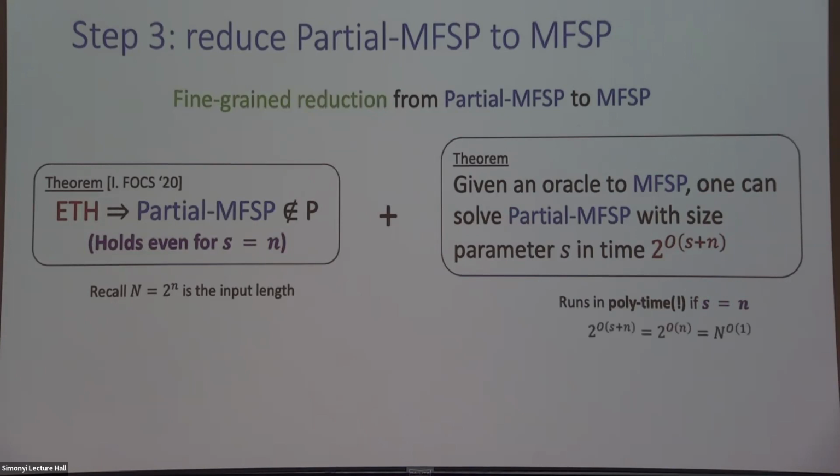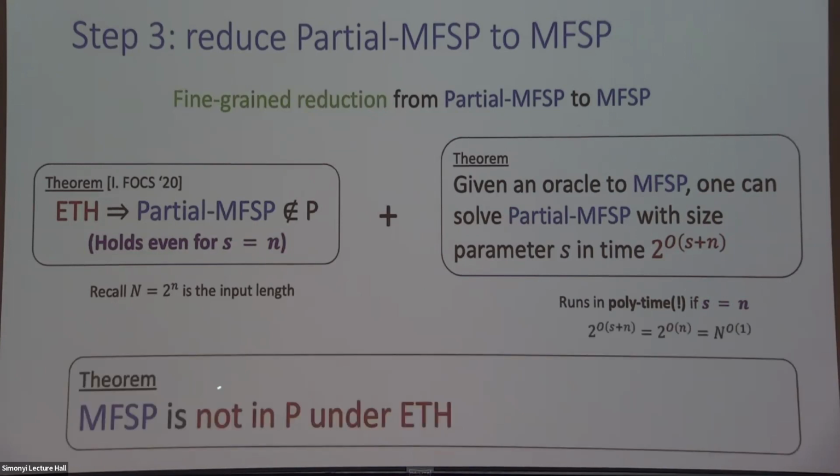If you combine these two things, you'll get that the minimal formula size problem is not in P under ETH. So we knew that the partial function version is hard. What you'd like to do is reduce the partial function version to the total function version, which I tried to do for some time.